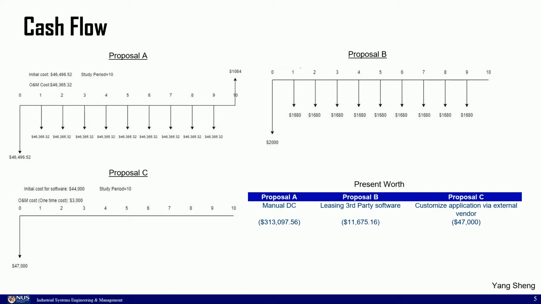The cost must be paid at the beginning of each year. Proposal C is standard for Alternative 3, a customized application by an external vendor. The initial cost for software is 44,000 Singapore dollars. The operating and maintenance cost for the project is 3,000 Singapore dollars. It is a one-time cost and must be paid at the beginning of the project. So there is only one cost, 47,000 Singapore dollars in year 0 of the cash flow.